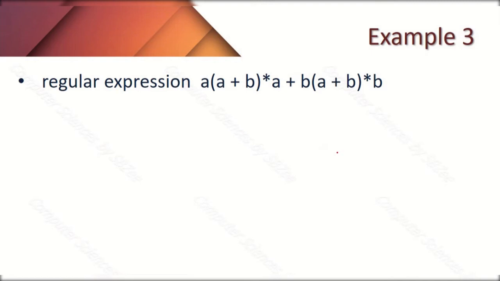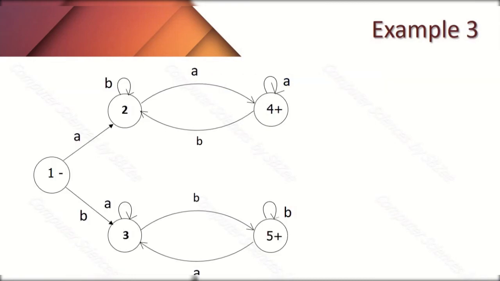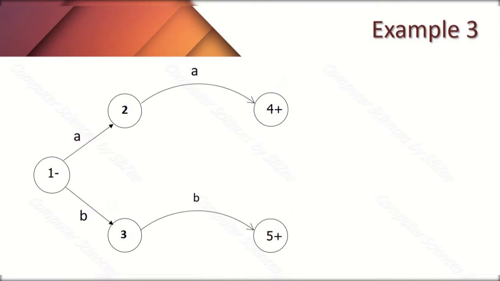The regular expression of this example would be A(A+B)*A plus B(A+B)*B. If we start with A, we have to end our machine with the same letter A, and the same for the case of B. If we generate lambda from (A+B)*, then the machine would look like this: A and A. Start with A and end at A. If we start with B, then end at B.